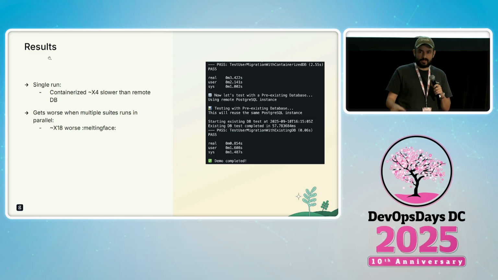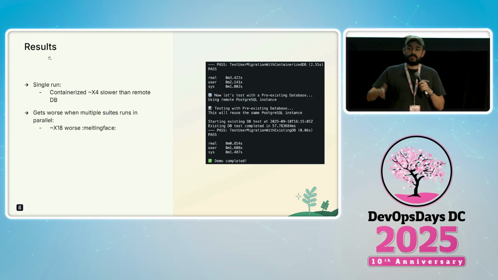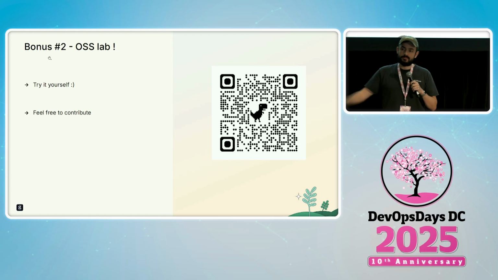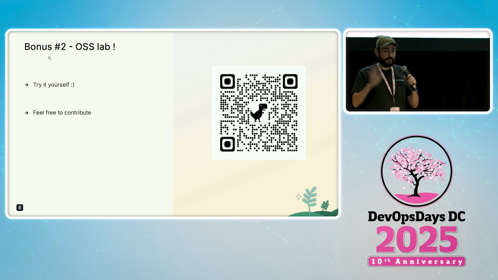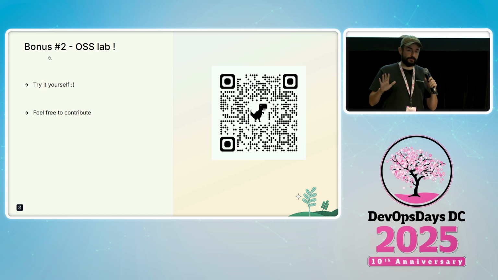So a single run, no parallelization involved, is 4 times slower. If I start to run the suite multiple times, 18 times slower. And this is before any weird or complex test suites were introduced.